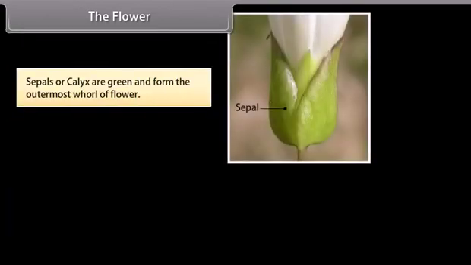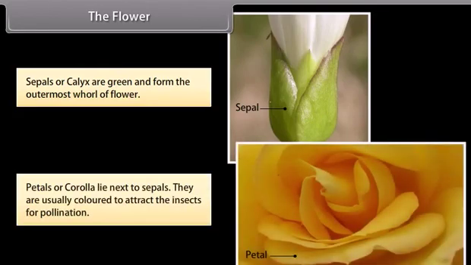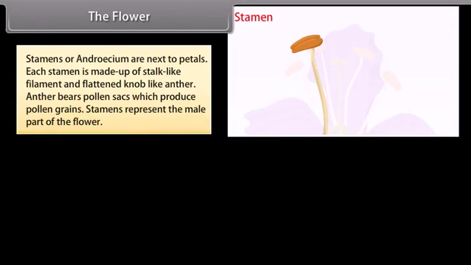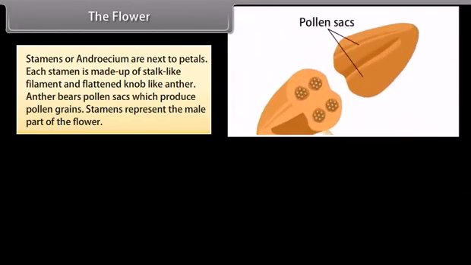Sepals or calyx are green and form the outermost whorl of flower. Petals or corolla lie next to sepals. They are usually colored to attract the insects for pollination. Stamens or androecium are next to petals. Each stamen is made up of a stalk-like filament and a flattened knob-like anther. Anther bears pollen sacs which produce pollen grains. Stamens represent the male part of the flower.